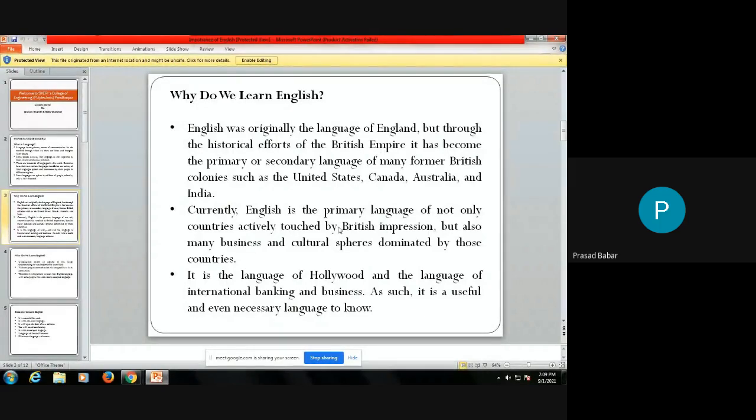Okay, so it is also a language of international banking and business. Okay, so it is also the language of international banking. We use English in banking also and business also. For foreign affairs, or we can say in Marathi, परराष्ट्र खातं.